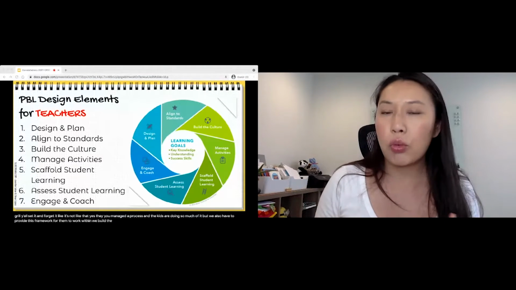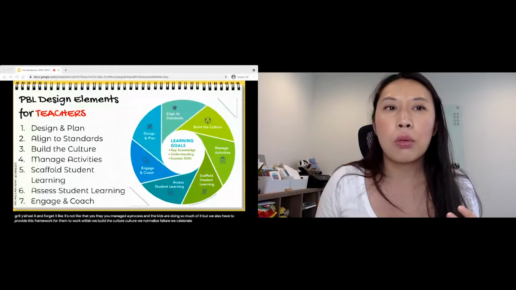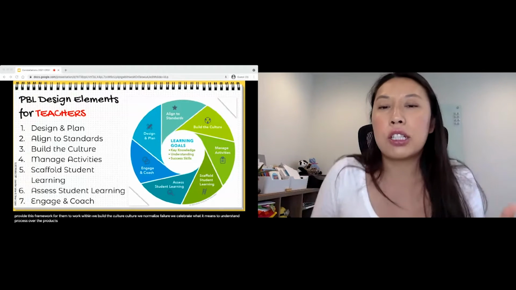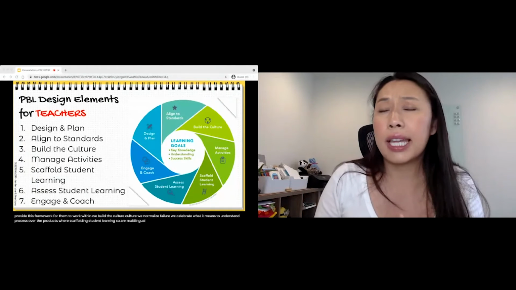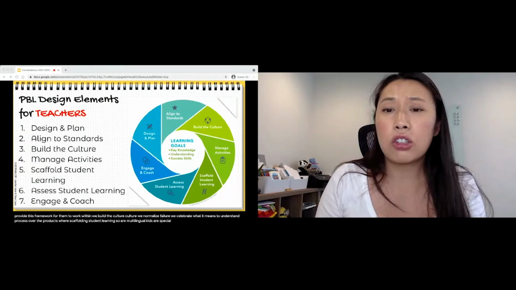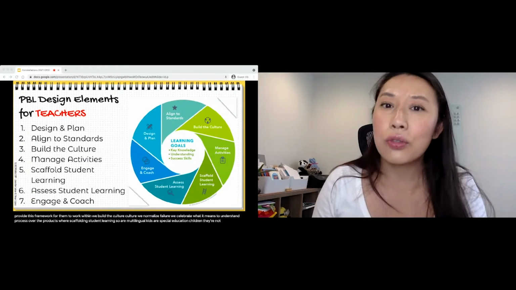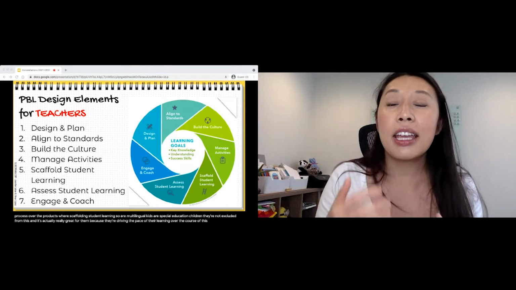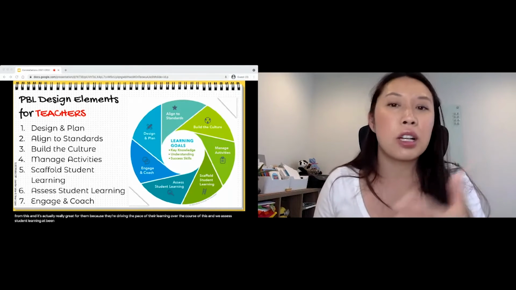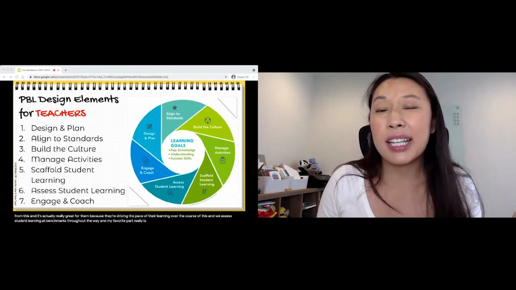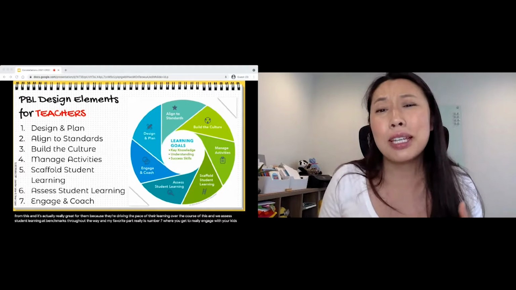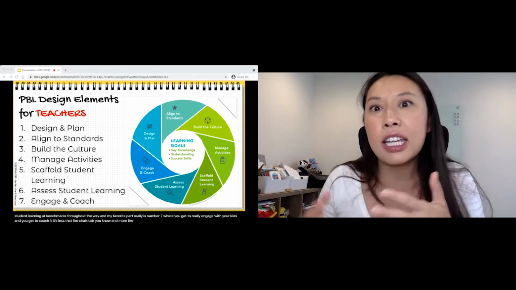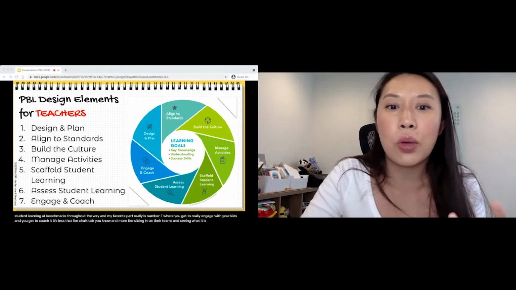We build the culture. We normalize failure. We celebrate what it means to understand process over the products. We're scaffolding student learning. So our multilingual kids, our special education children, they're not excluded from this. And it's actually really great for them because they're driving the pace of their learning. We assess student learning at benchmarks throughout the way. And my favorite part really is number 7, where you get to engage with your kids and coach. It's less chalk talk and more like sitting in on their teams and seeing what's going on.